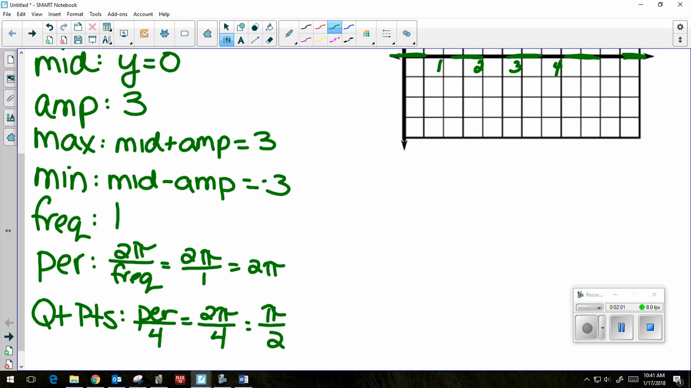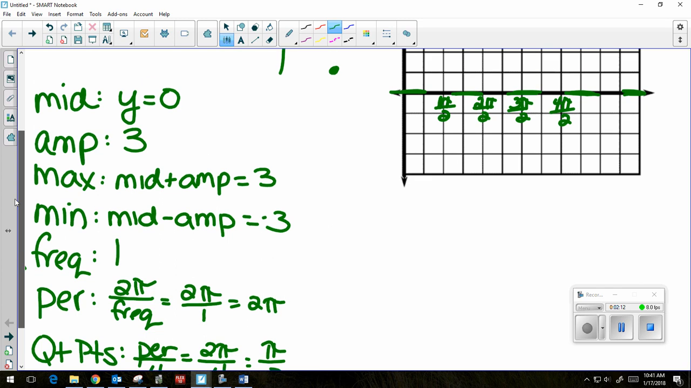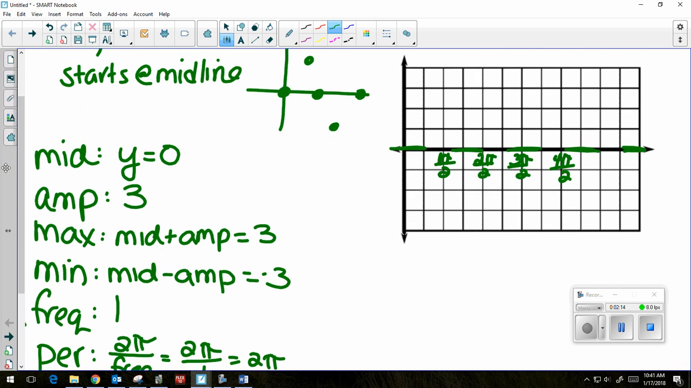So now next to my x-axis labels, I'm going to put a pi over 2. So I have 1 pi over 2, 2 pi over 2, 3 pi over 2, and 4 pi over 2. I'm going to label my y-axis. And now I'm going to graph using those critical points.